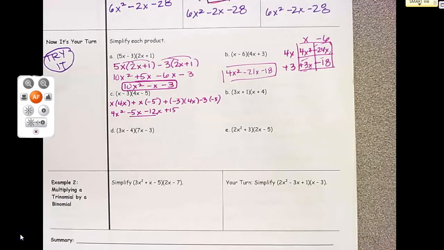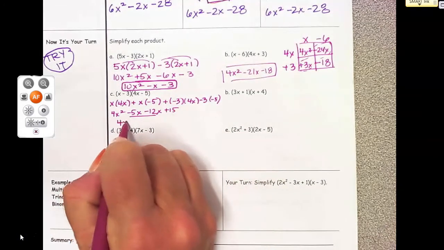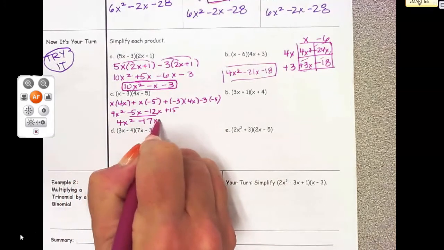Sorry about that, my lights go off in my classroom. Okay, so combine the middle terms and I get 4x squared minus 17x plus 15.